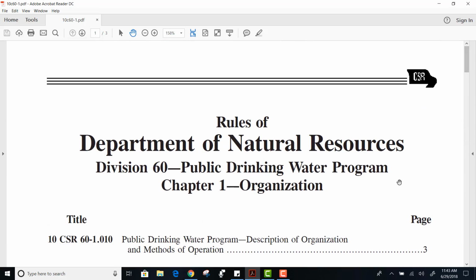4, organization of public drinking water. So basically, that's who you'll deal with is the Department of Natural Resources.